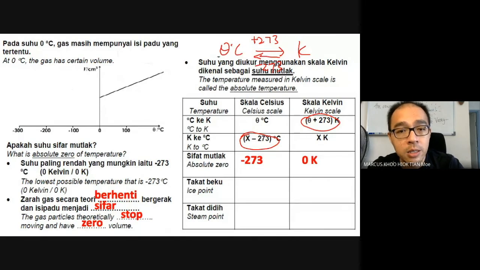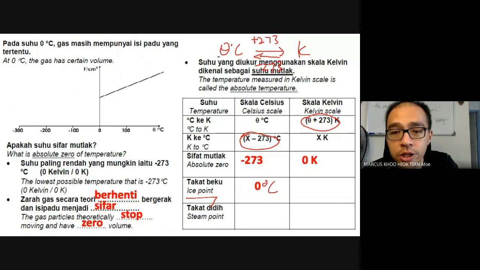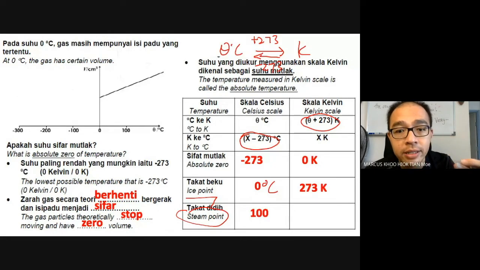Okay, ice point. Ice point or the freezing point for water is 0 degrees Celsius. What is 0 degrees Celsius in Kelvin? 273 or negative 273? Remember, changing from degrees Celsius to Kelvin, we add. Okay, so Trevor is correct. It's 273. We add. Okay, steam point. We have learned before that water boils at 100 degrees Celsius. So what is 100 degrees Celsius in Kelvin? Okay, it will be 373 kelvins.